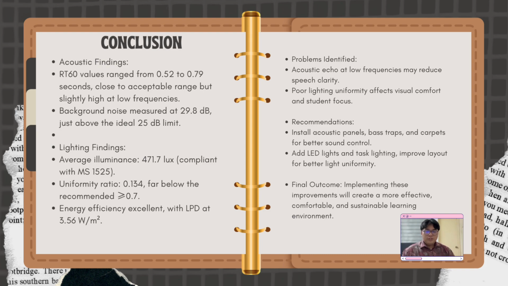The problems identified are, first, acoustic echo at low frequencies may reduce speech clarity. Second, poor lighting uniformity affects visual comfort and student focus. Our recommendations: first, install acoustic panels, bass traps and carpet for better sound control. Second, add LED lights and task lighting, and improve the layout for better light uniformity. The final outcome: implementing these improvements will create a more effective, comfortable and sustainable learning environment.